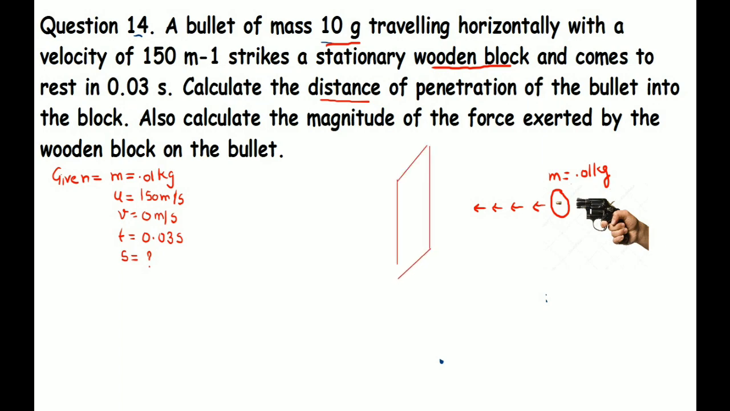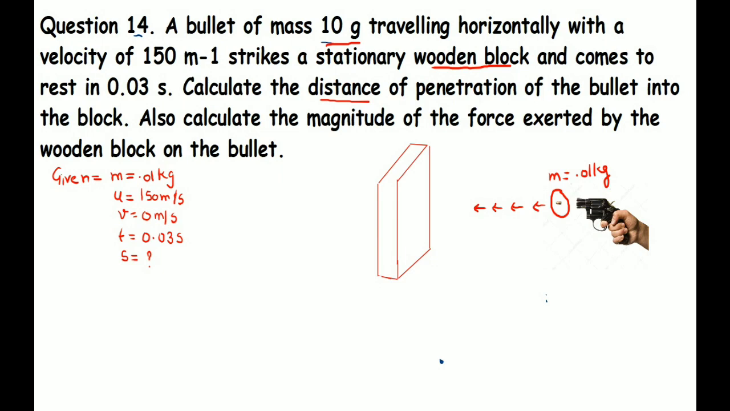Now, it strikes a stationary wooden block. So let me draw a wooden block. This is a wooden block, kind of a cardboard or wood. So now what happens, when this bullet strikes this wooden block, it penetrates into it.